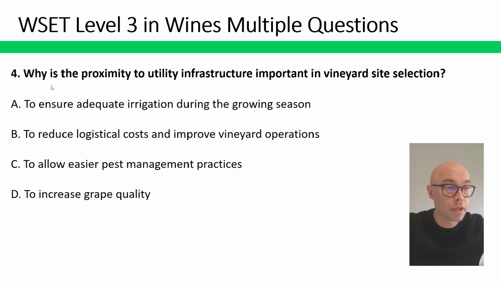Why is proximity to utility infrastructure important in vineyard site selection? To ensure adequate irrigation during the growing season, to reduce logistical cost and improve vineyard operation, to allow easier pest management practices, to increase grape quality. So the correct answer is B, to reduce logistical cost and improve vineyard operation.